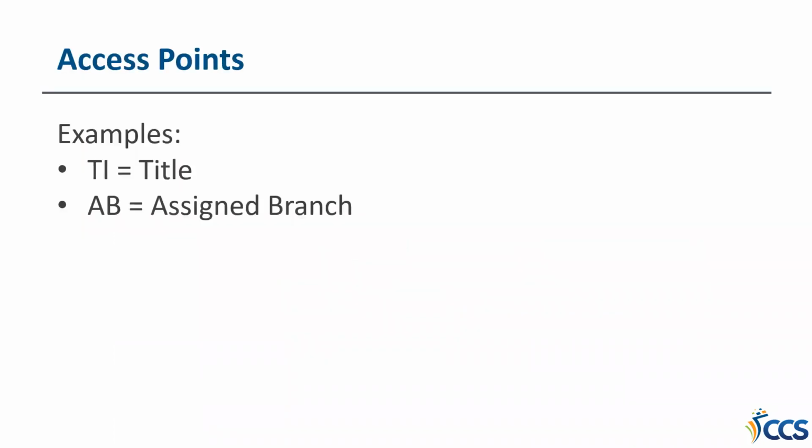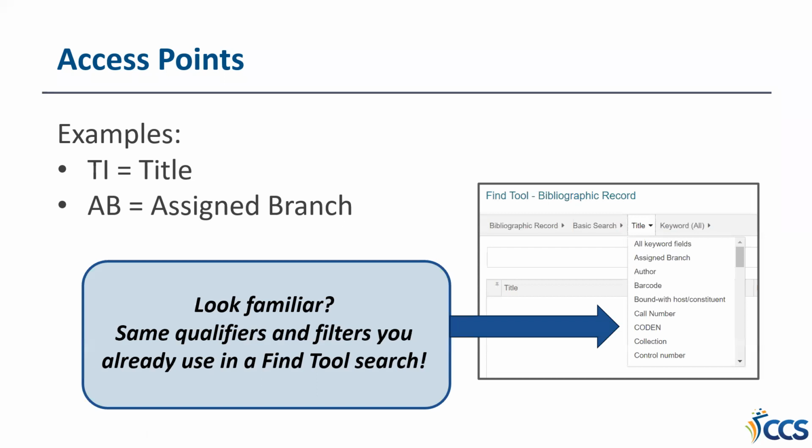We just learned that with a power search, we're using access points to tell the find tool what to search for. As a basic example, the access point TI tells the find tool that we're querying a title. And since we're using Polaris, the access point AB tells the find tool that we're querying by assigned branch. What these access points are searching is probably going to look pretty familiar, because they are the same types of qualifiers and filters that we're used to searching with in a basic search.